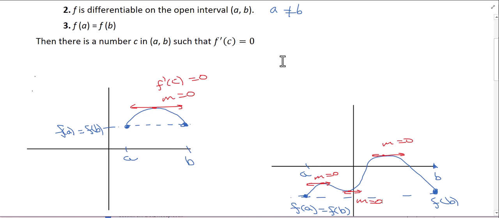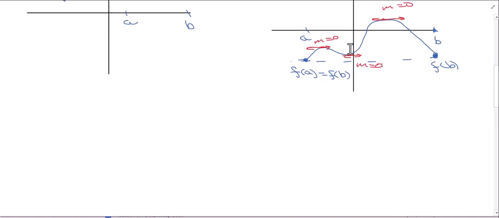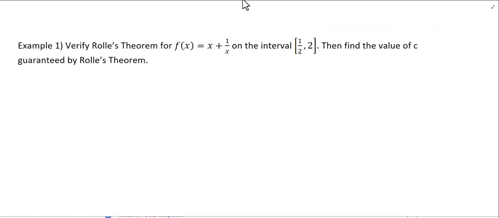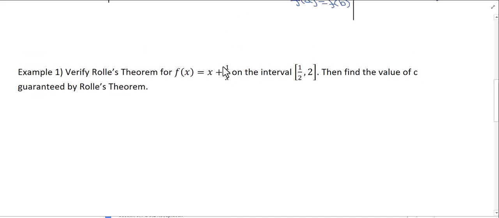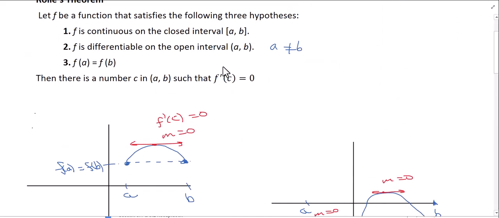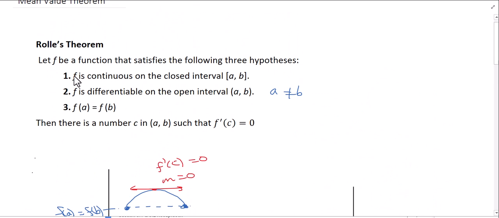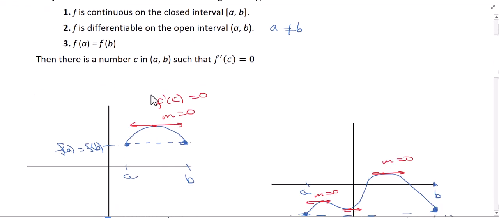So let's try an example. Verify Rolle's theorem for f(x) = x + 1/x on the interval [1/2, 2]. Then find the value of c guaranteed by Rolle's theorem. So to verify Rolle's theorem, we have to verify the three conditions: that the function is continuous on the closed interval, that it is differentiable on the open interval, and that f(a) equals f(b).